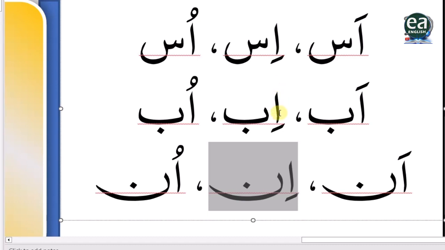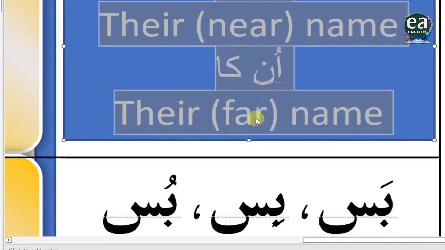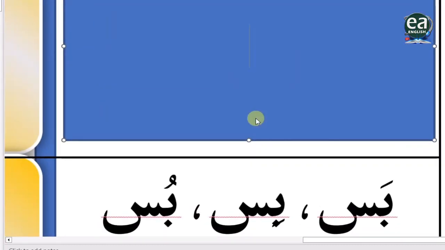And remember we also use ye and wo. Ye is used like ye. Wo is like this. Ye is for the near, and wo is for the far. Can you please write this?